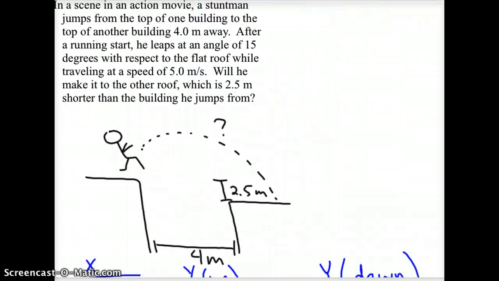In a scene in an action movie, a stuntman jumps from the top of one building to the top of another building 4 meters away. After a running start, he leaps at an angle of 15 degrees with respect to the flat of the roof while traveling at a speed of 5 meters per second. Will he make it to the other roof, which is 2.5 meters shorter than the building he jumps from?